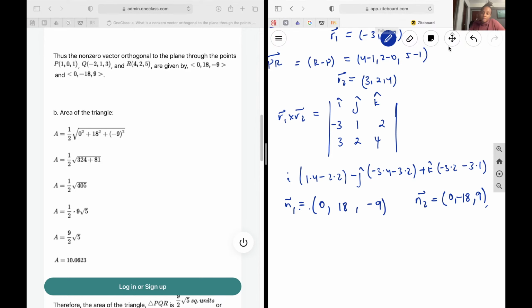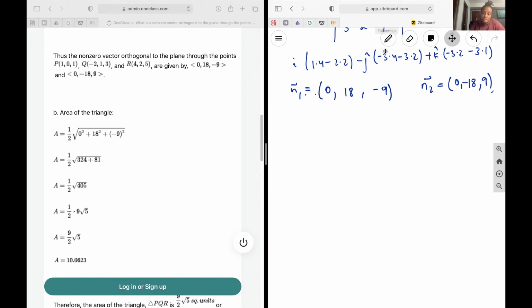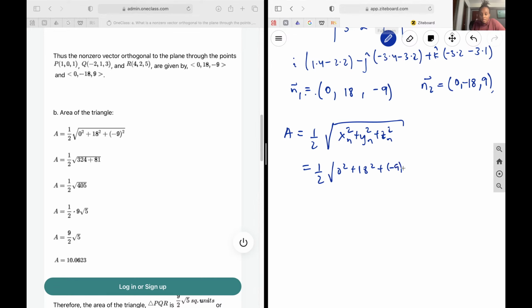that. Okay, so now I'm going to use this to find the area of the triangle, and the area would be 1/2 the square root of what's in my x component plus what's in my y component plus what's in my z component, but this is all of my normal vector. So this is going to be 1/2 by 0 squared plus 18 squared plus -9 squared. No matter which vector you chose, you'll get the same answer because a negative number squared is just that number squared. So this will give you 1/2 the square root of 324 plus 81. And that is 1/2 the square root of 405.